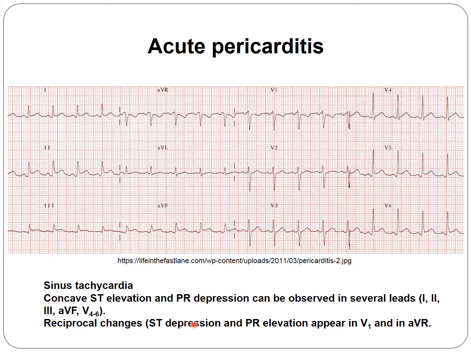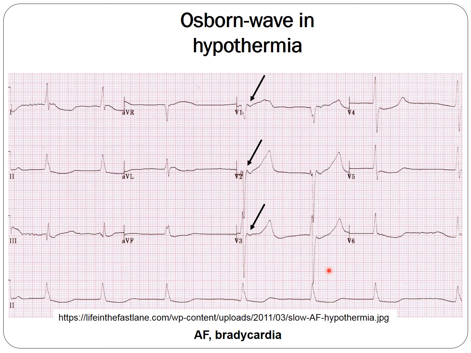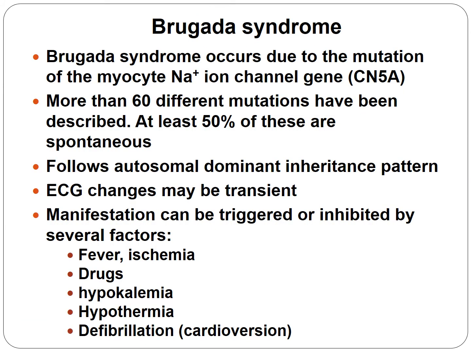Reciprocal changes, ST depression and PR elevation, appear in V1 and mostly in AVR. This tracing shows the hypothermia-induced Osborn wave. You can see here in V1, V2, V3 at the J point and the ST elevation.